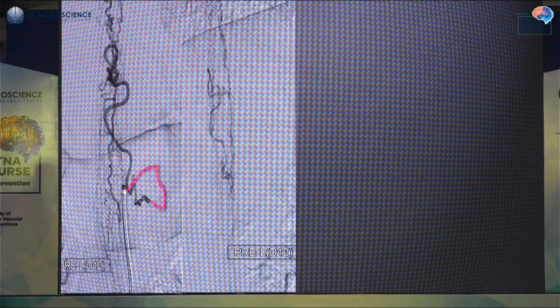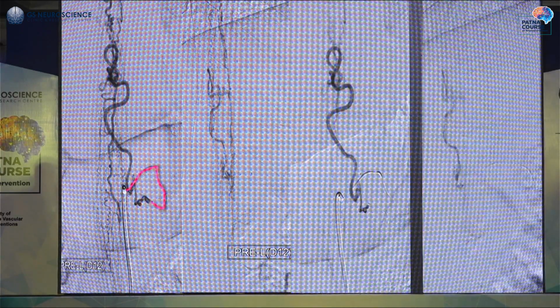So here we are getting closer to the fistula. And here I want to show you. See, my guiding catheter is at the origin of the vessel. I'm pushing the microcatheter here. I'm getting further down here, a little bit closer.